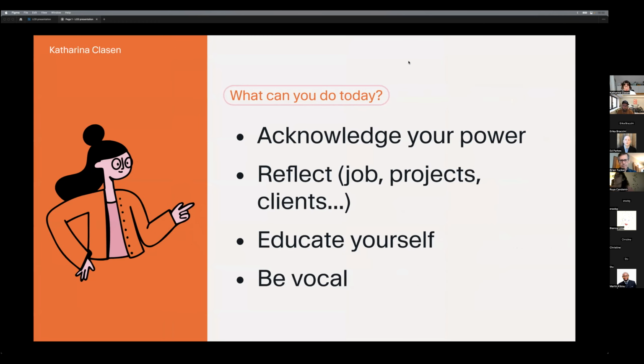So what can you do today, or what can you take with you from this presentation regarding this first point I wanted to make? Is, first of all, I think you should take a minute and truly acknowledge your power, and that you can make a difference, however small it sometimes might seem, but it makes a difference. And with that, I'd recommend to reflect on what you are doing today, how it feels, how do you like your job? Does it feel right? Do the projects you work on feel right, and the clients you work for?